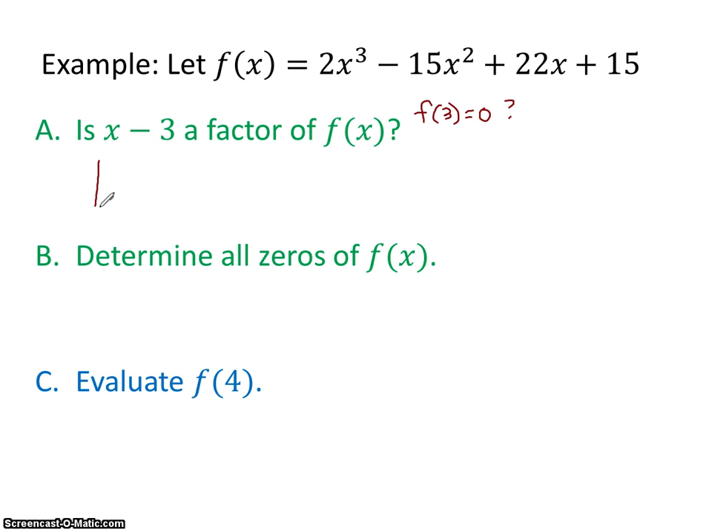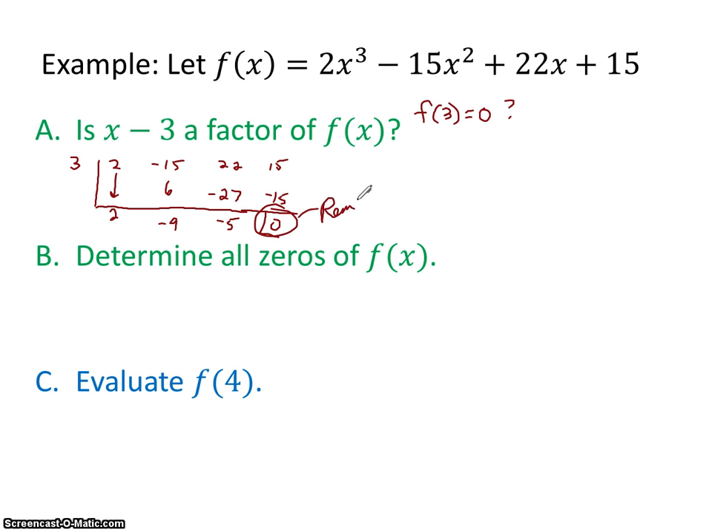Well, I'm going to use synthetic division. And we're going to plug in our coefficients, and 3. Okay, recall in synthetic division, we're going to bring down the 2, multiply, then add. We're going to get negative 9, multiply, then add, multiply again, then add. And look at that, lo and behold, we got a 0 as a remainder.